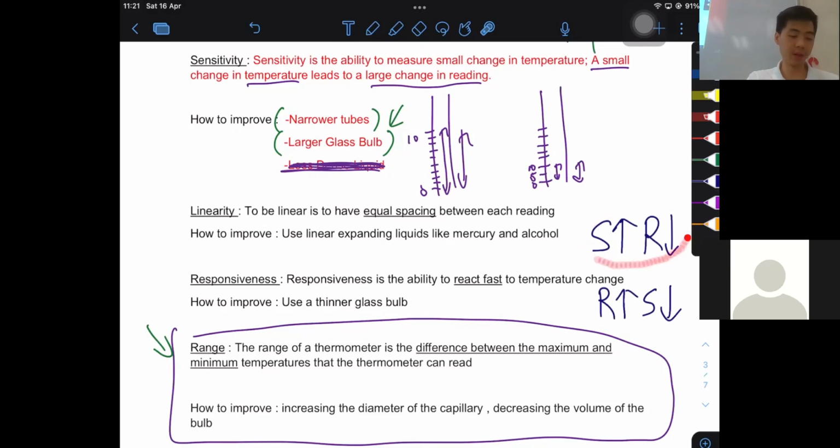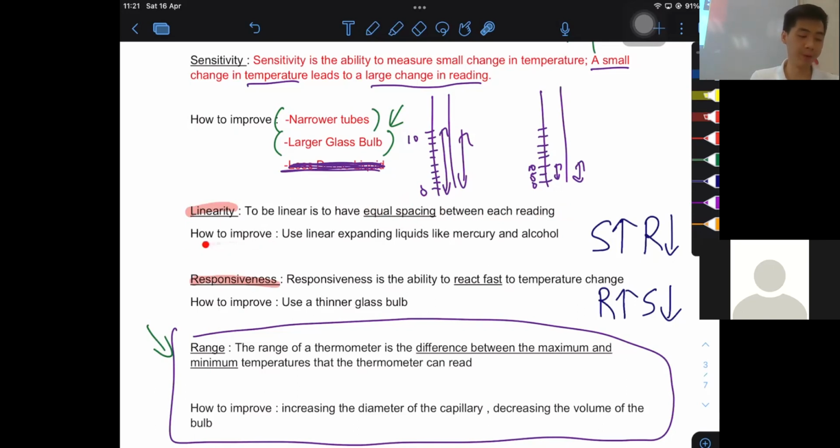All right, sensitivity up, responsiveness for sure down. Responsiveness up, sensitivity for sure down, guys. Very important. All right, then after that, if you can understand that, linearity and responsiveness is quite straightforward at this point. In terms of linearity, to be linear is to have equal spacing between each reading, which is essentially everything that you measure. I've never come across any measuring instrument that has non-linear spacing distances, because that will just be done now, honestly, right? So no one ever does that.